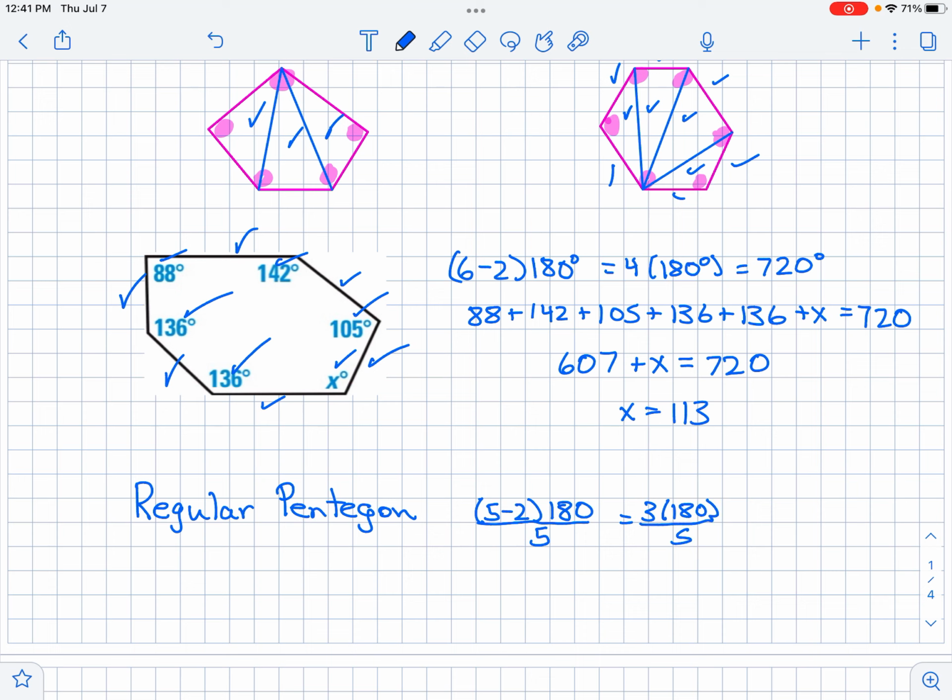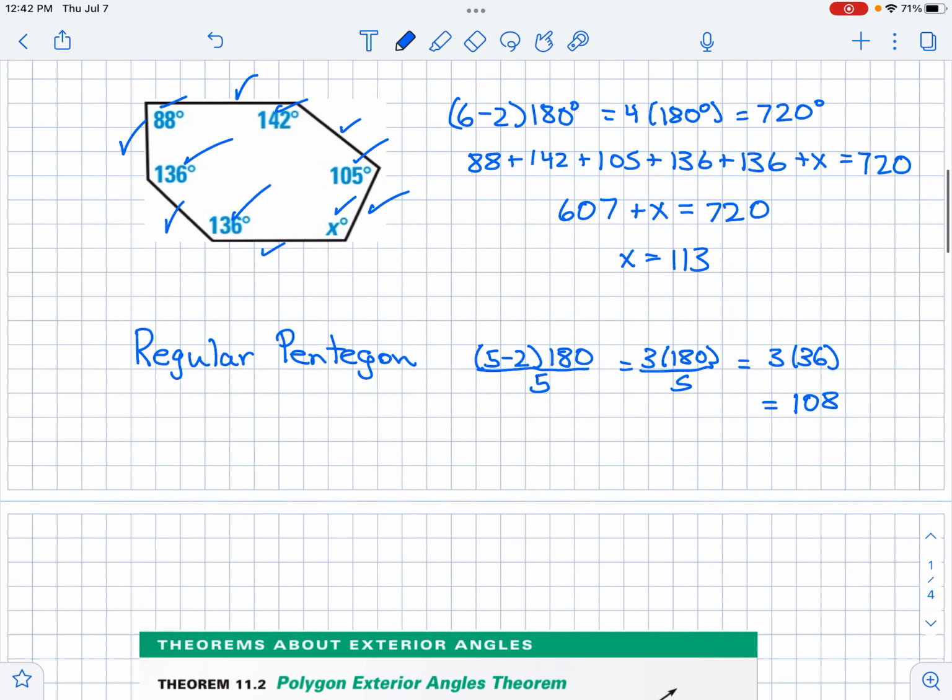And that will give us, let's see here, 5 will go into 180 36 times. So this will be 3 times 36, and 3 times 36 is 108. Okay? So each angle in a regular pentagon would be 108 degrees. A regular pentagon, that is. That's what we have to remember.